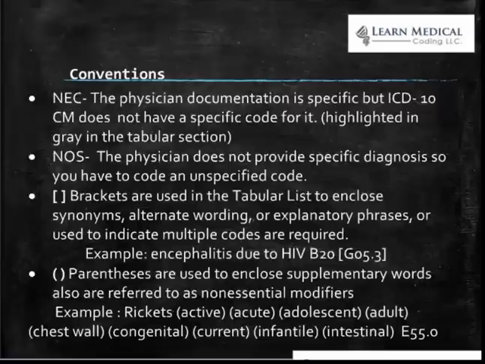Parentheses are used to enclose supplementary words, okay, and these supplementary words are also known as non-essential modifiers, which means if this information is documented within the record, the further specified diagnosis is not going to change the code. So if a physician documents the patient has acute rickets, the code is going to be E55.0. If the patient is documented as just having rickets with no specific information, the code is going to be E55.0. So as you can see, even though the diagnosis was more specific in the documentation, it didn't affect the code. So the information within the parentheses is considered to be non-essential modifiers.